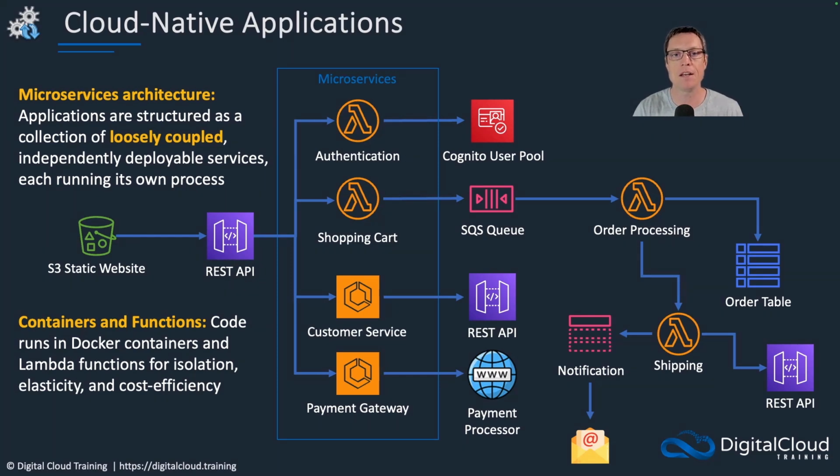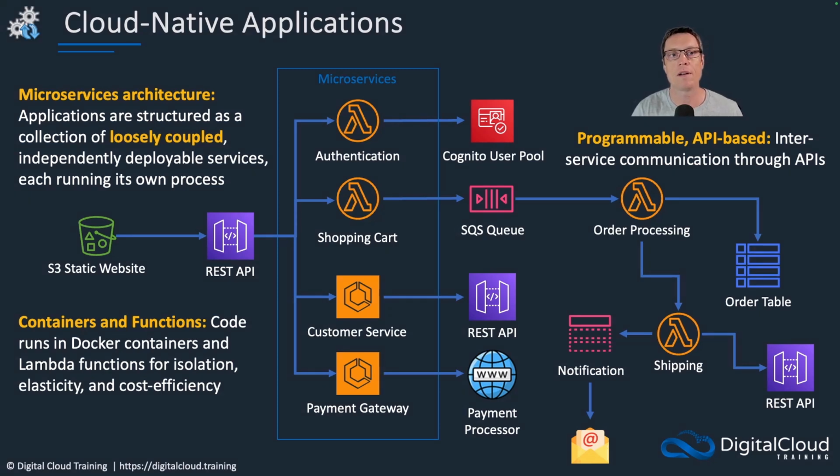If we have to update any individual component of the application, then it doesn't affect the other components of the application because they're separate. We have programmable, API-based inter-service communication through APIs. We're leveraging things like message queues for storing information as it's passed between different components of the application. We're utilizing a REST API here. We're utilizing things like DynamoDB tables and notification services. So we're leveraging all these different components of the cloud to build this cloud-native application. It gives us a lot of advantages both in cost, security, elasticity, and also from an operational perspective in terms of things like updating our applications because we have these separate microservices.